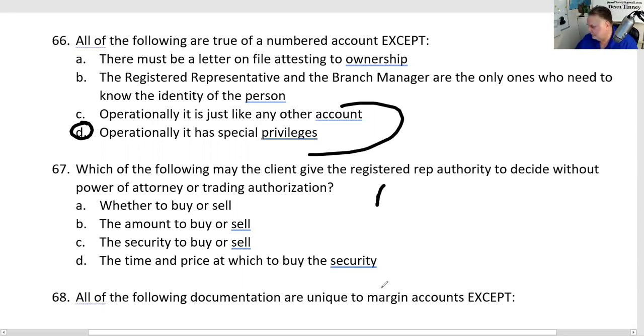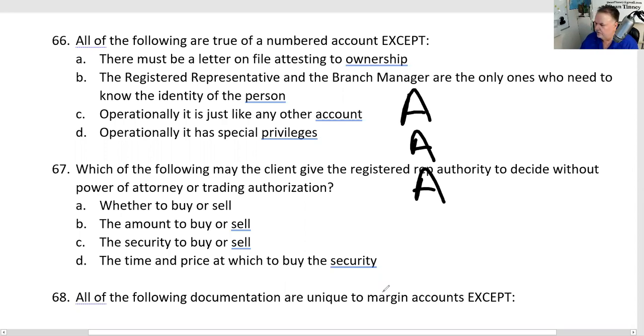This one is very testable: the 3 A's. It's very important you know what you need to accept an order, assuming you don't have discretion on the account. The 3 A's are action, asset, and amount. What you can decide without the asset and amount is time and price. I have a very good lecture on that where we cover market, not held orders. Time and price is called good execution, and that does not require trading authorization.